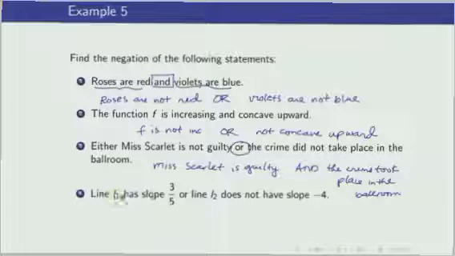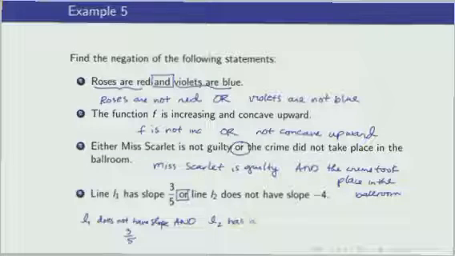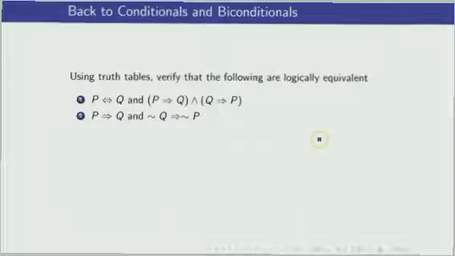Last example: line L1 has slope 3/5 or line L2 does not have slope -4. This is a disjunction. So the disjunction becomes and. Again, let us just get the negation of these two statements. So line L1 does not have slope of 3/5 and L2 has a slope of -4. I will leave it up as an exercise for you to verify that the following are equivalent.